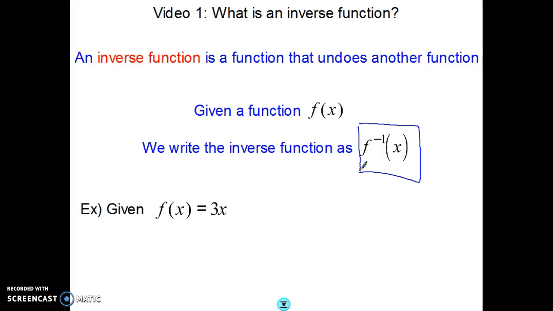So, a really quick, super simple example of that. Let's say we had a function f of x equals 3x. This is a function that takes an input x and multiplies it by 3 to get an output. We could say that the inverse function of f would be x divided by 3, because dividing by 3 undoes multiplying by 3. Pretty much these functions are exact opposites of each other.